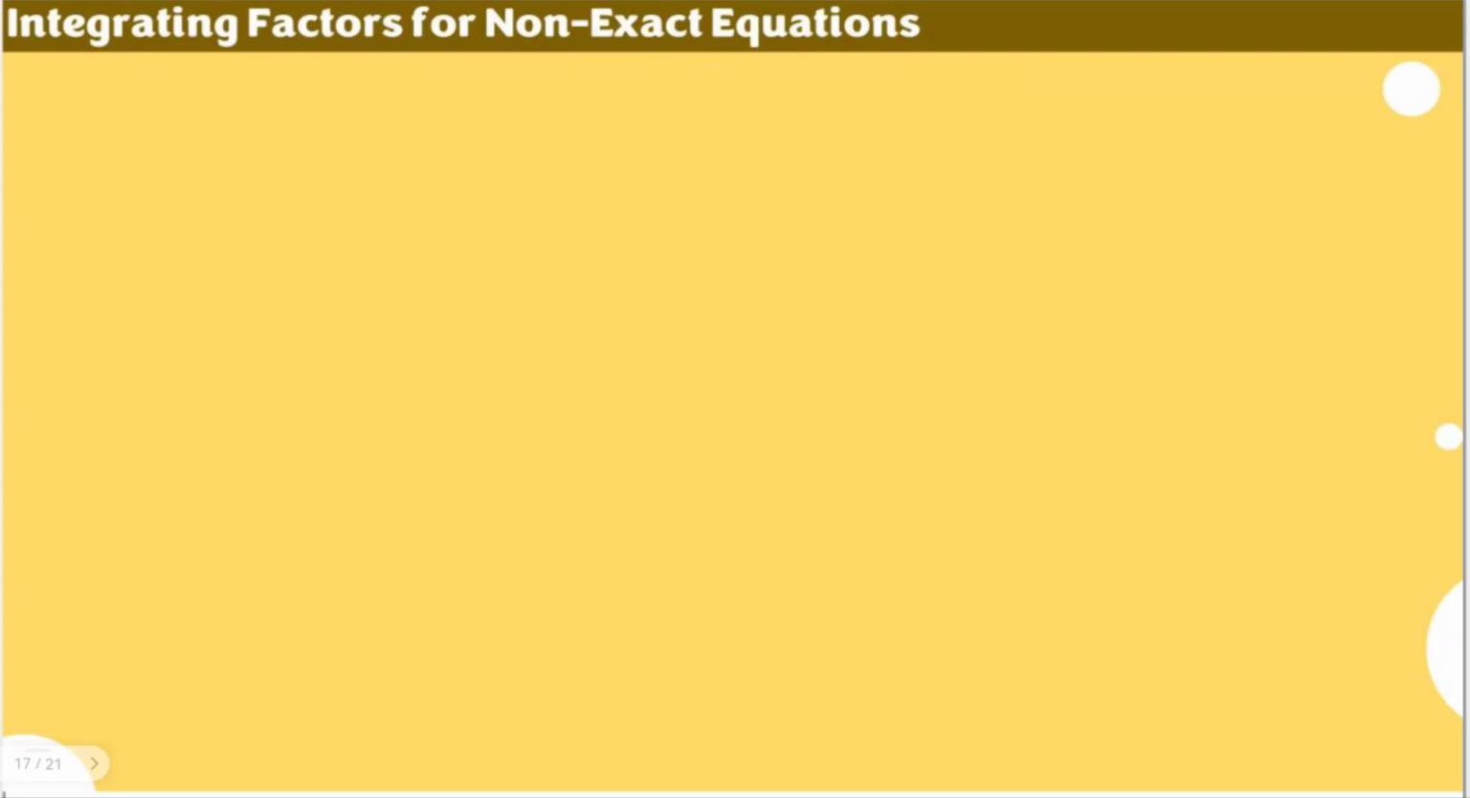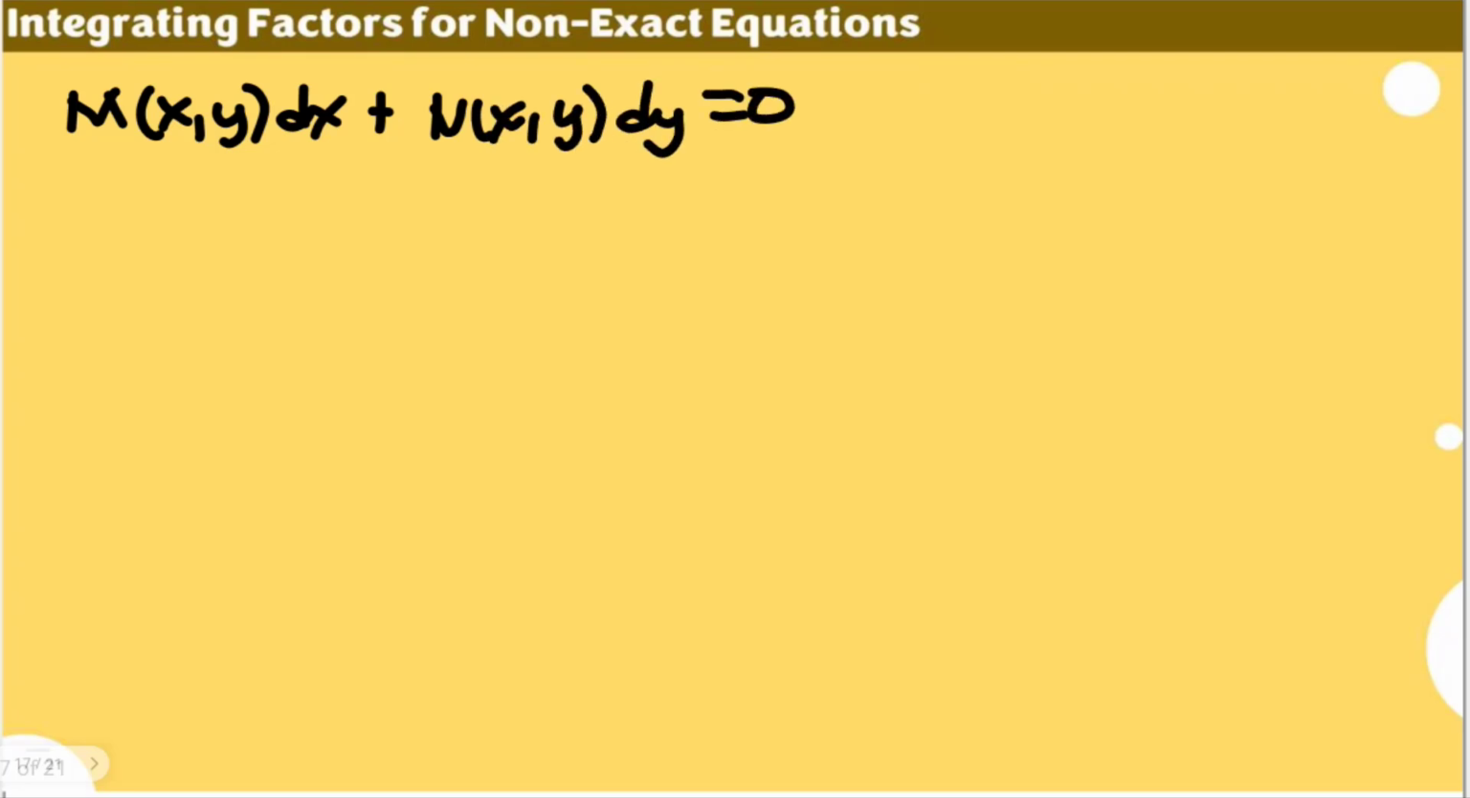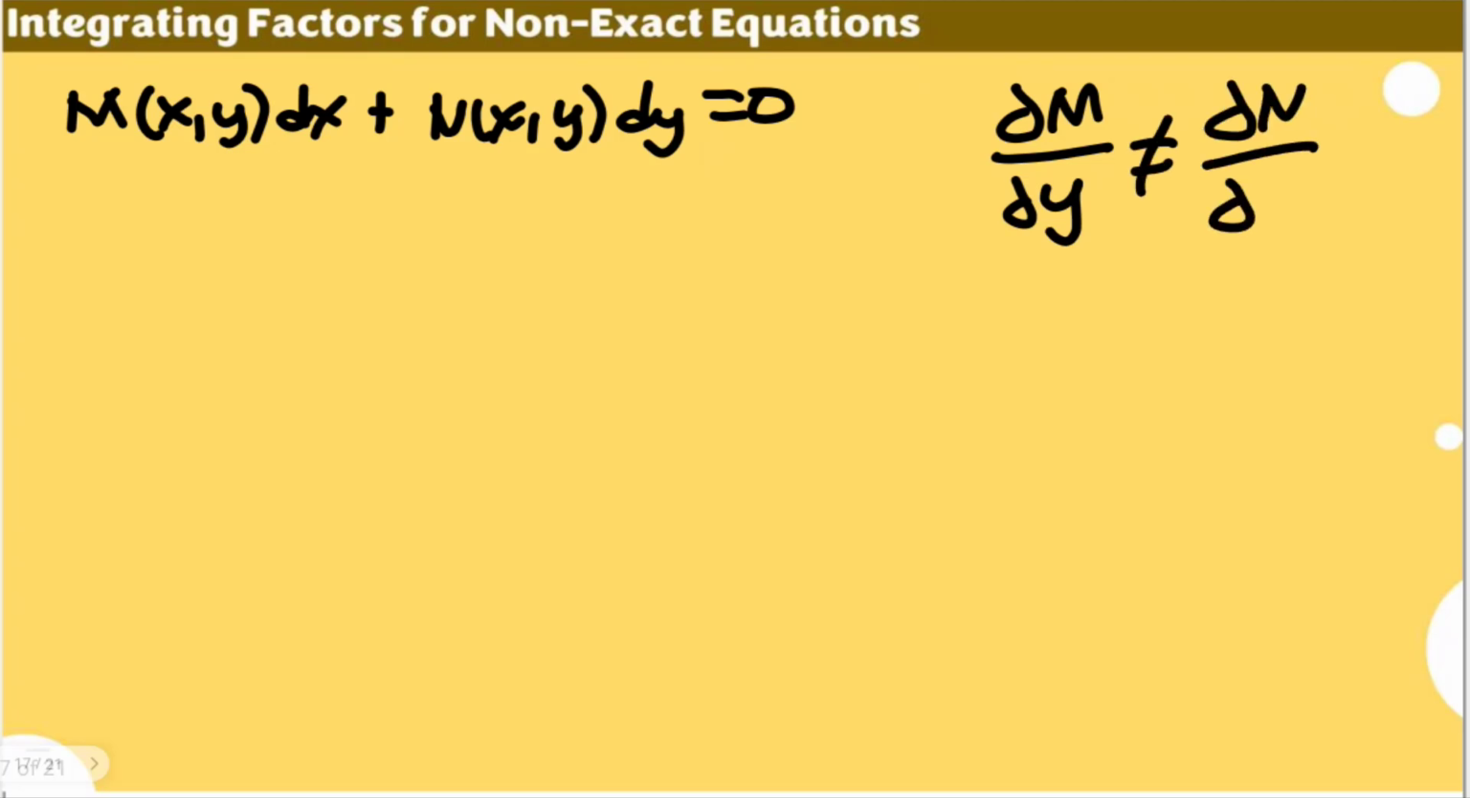But take note that for the identification of a non-exact equation, if you're given this equation where you have M(x,y) dx and N(x,y) dy, but then you were not able to establish that the partial derivative of M with respect to y is equal to the partial derivative of N with respect to x, which is the criterion for the given equation to be exact, then this is clearly a non-exact equation.